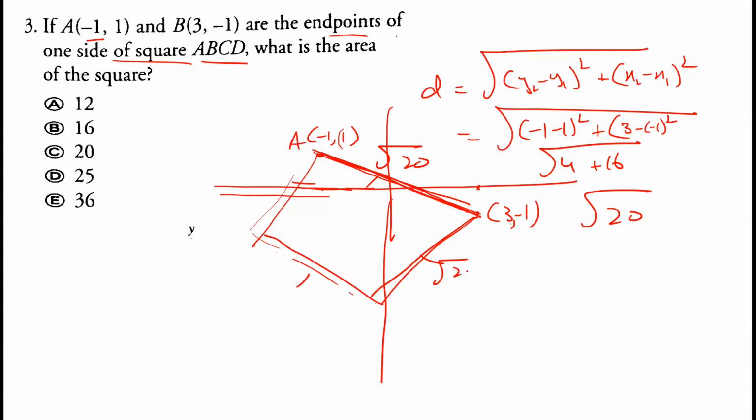Then this would be under root 20 as well. Now we need to find out the area. So area equals s square. So under root 20 square equals 20. So option C is correct.